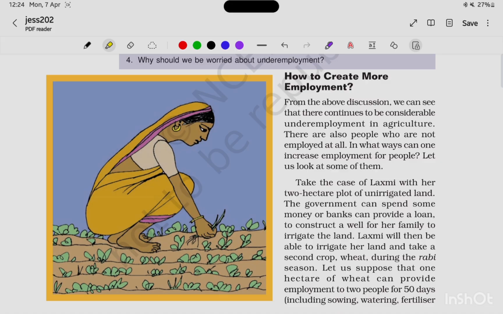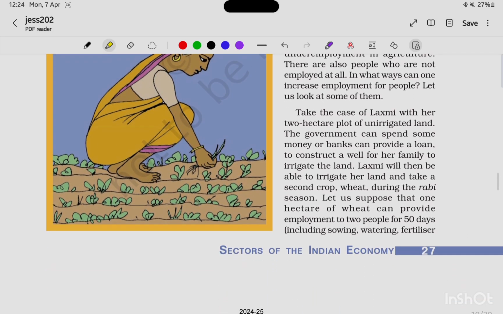There are also people who are not employed at all. In what ways can one increase employment for people? Let us look at some of them. Take the case of Lakshmi with her 2 hectare plot of unirrigated land.